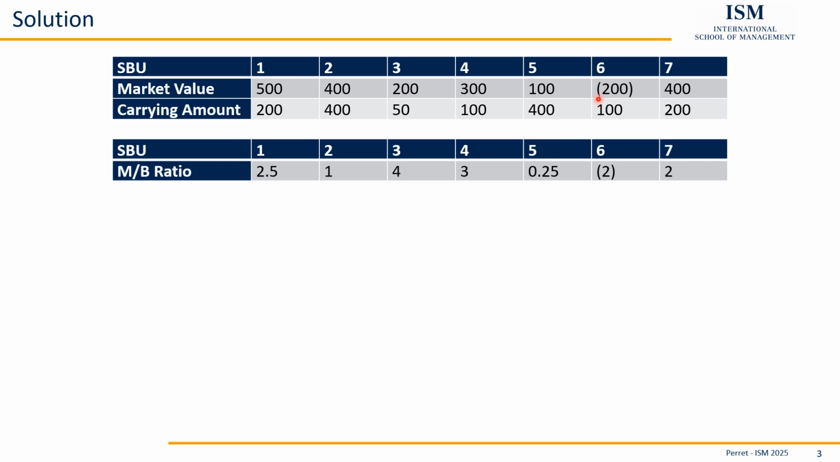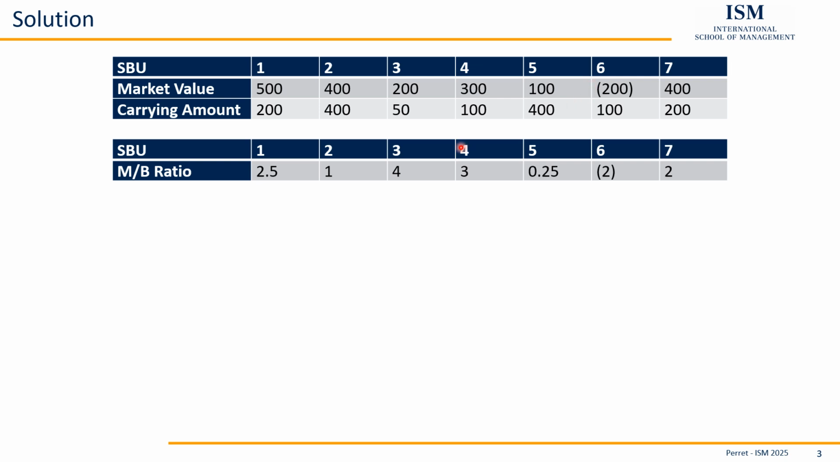One addition: those values in parentheses mean they are negative. So if I would sell business unit 6, I would have a loss, because they're not only worth nothing, but maybe they have too much debt, and I would only get a negative result. So they're worth less than nothing in the free market.